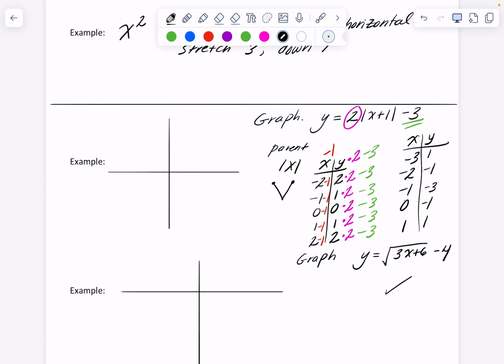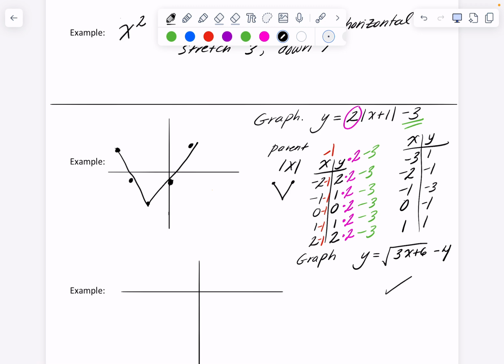If I go graph that, negative 3 up 1, just kind of guessing where it's at. Negative 2 down 1. Negative 1 down 3. Over 0 down 1. Over 1 up 1. And it's creating a V. A shifted V. You could do it on an actual XY chart. I mean like an actual graph. I have graphing paper over there you could use.